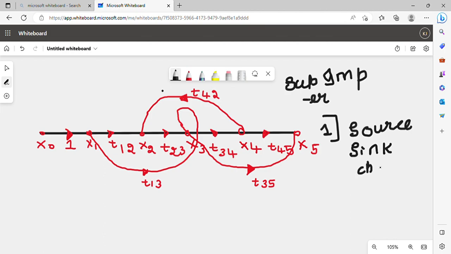What is my source node? Source node is a node which consists of only outgoing branches. I repeat it again: the node which consists of only outgoing branches is what is called my source node.